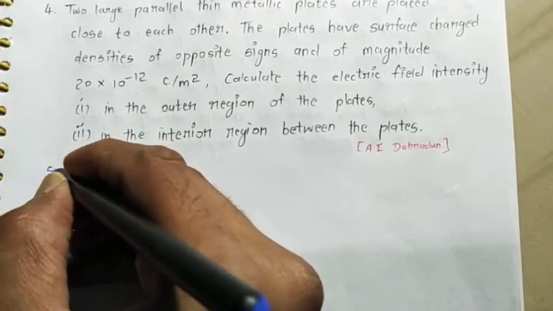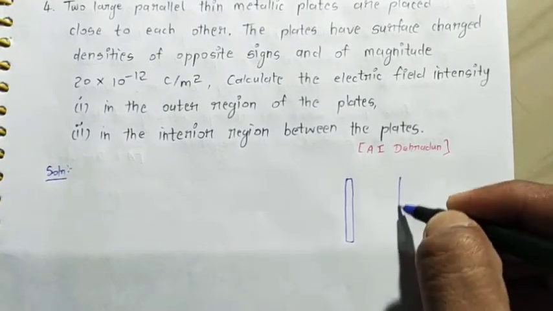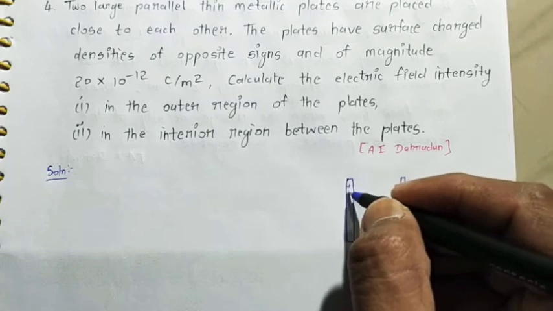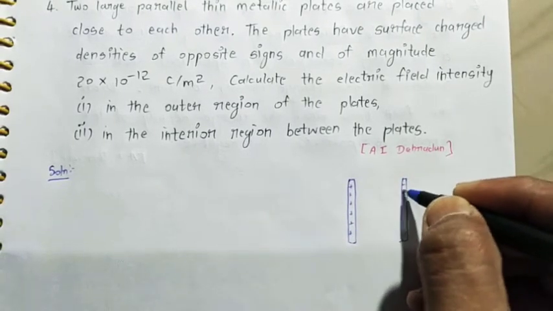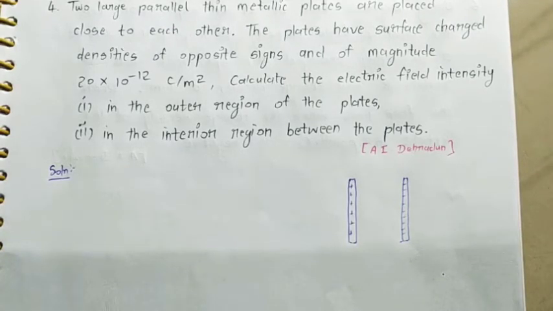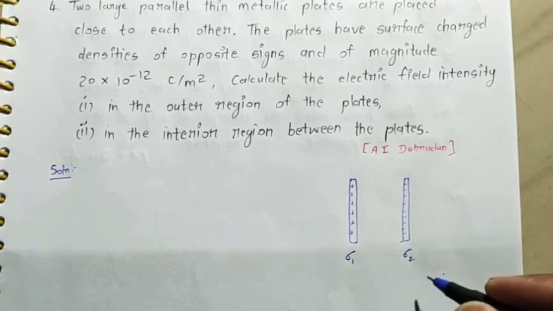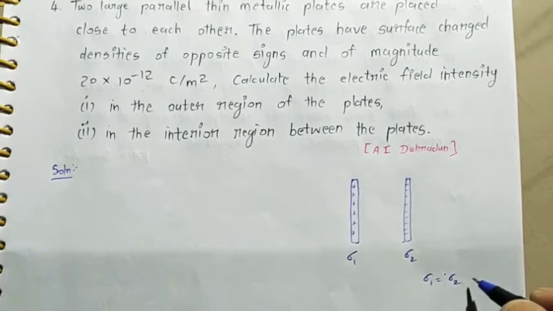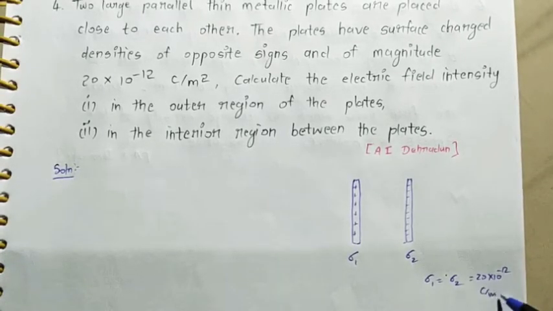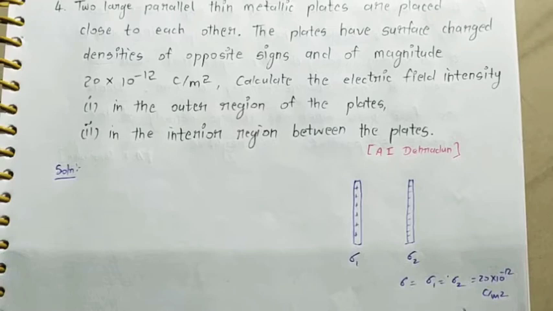See, we have two metallic plates, thin plates. One is positively charged and another is negatively charged. They have surface charge densities 20 into 10 power minus 12 coulomb per meter square, meaning both have the same surface charge density. If I say this one is sigma 1 and this one is sigma 2, then according to our question, sigma 1 is equal to sigma 2 in magnitude, and it is 20 into 10 to the power minus 12 coulomb per meter square. So this will be our surface charge density. If I say this is sigma, we will use it later.